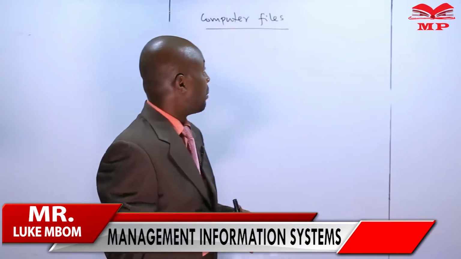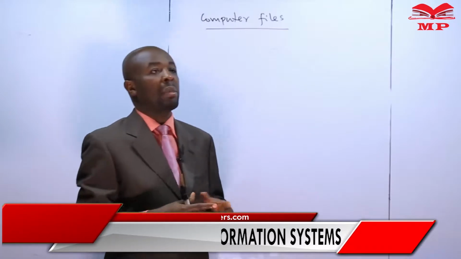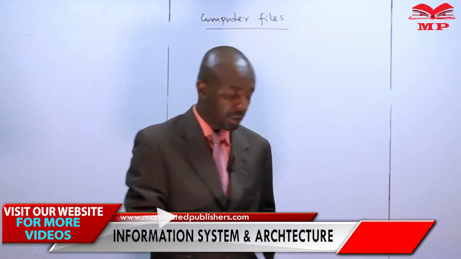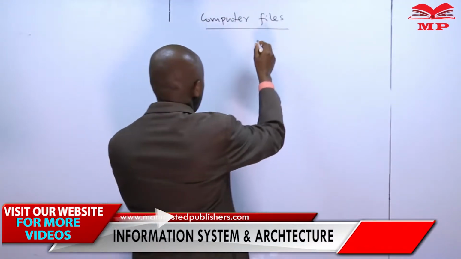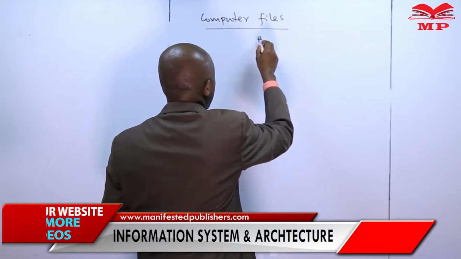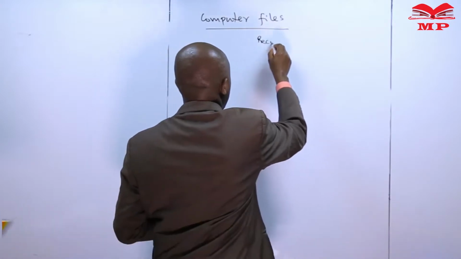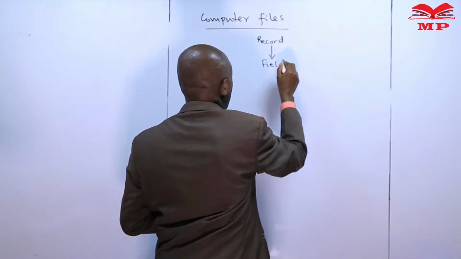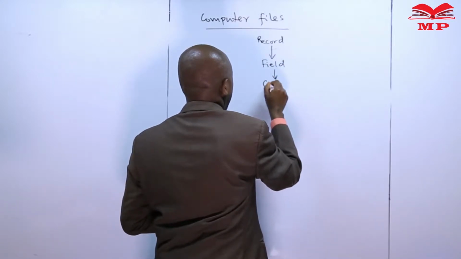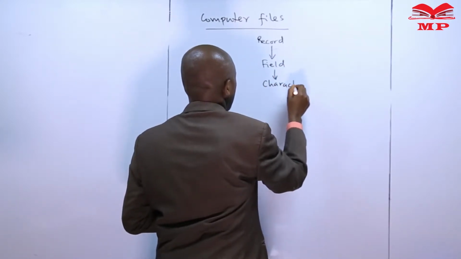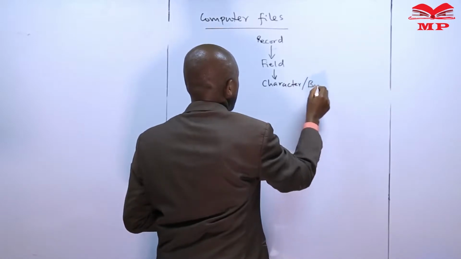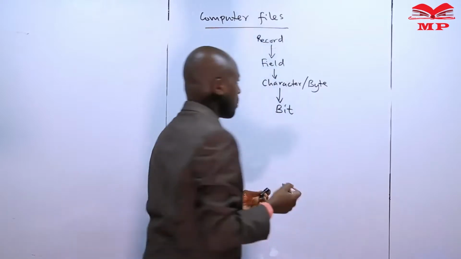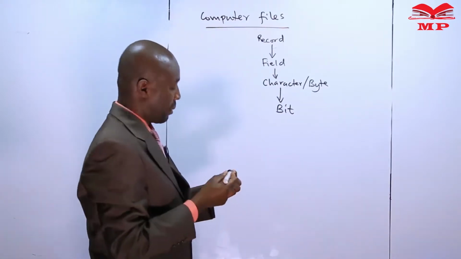Now, let us look at the elements that make up a computer file. A computer file is made up of a number of elements, four of them in this hierarchy: file, record, field, character or byte, and the lowest element is the bit. So the four elements, we describe them one at a time.